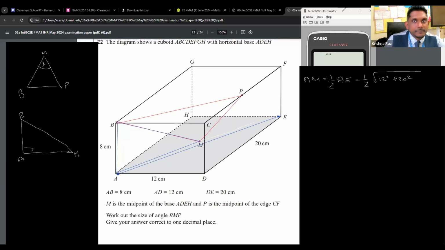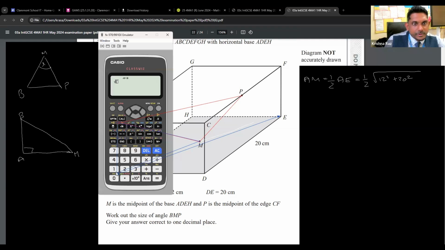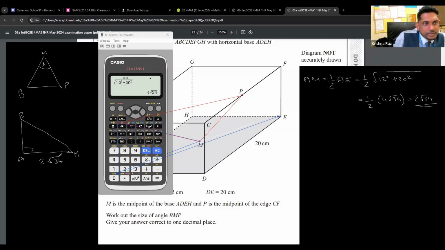There's my calculator. So if we do the square root of 12 squared plus 20 squared, we get 4 root 34. I'll leave it like that. So we've got half of 4 root 34, which will be 2 root 34. So this length here, AM, is 2 root 34.